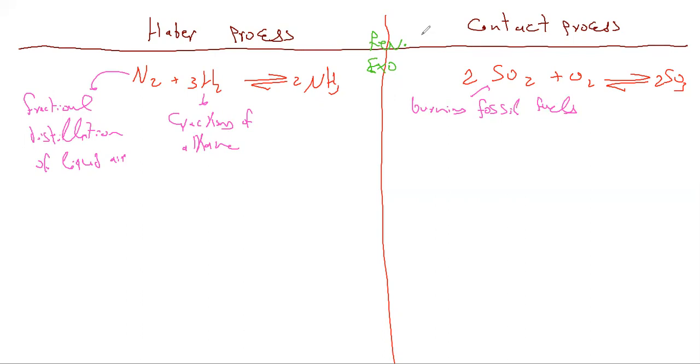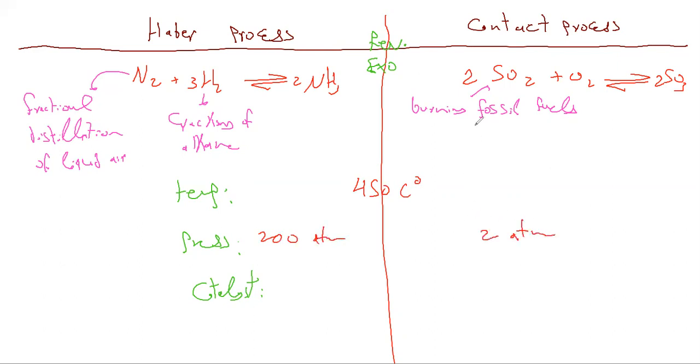For the conditions, for temperature, pressure, and catalyst. Temperature for both 450. Pressure 200 atmospheric pressure and 2 atmospheric pressure. For the catalyst, iron, vanadium pentoxide. And then after that, explain why.